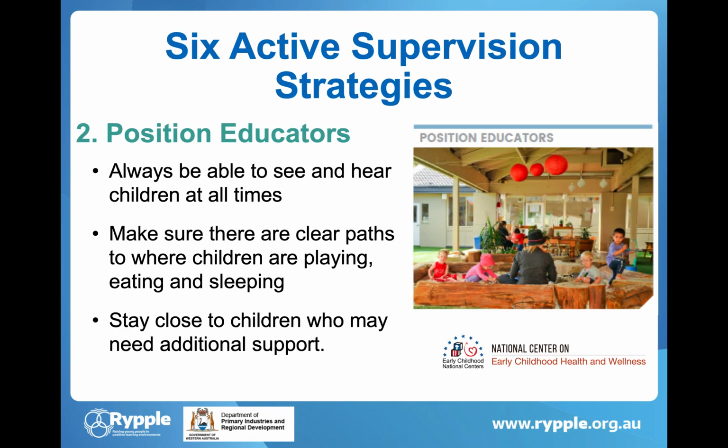Number 2, positioning educators so that you can see and hear children at all times. So is there agreement in your centre about where the best places are for adults to be actively supervising all students at all times? Making sure also that there are clear paths to where children are playing, eating and sleeping, so if needed, educators can get to children in a very short amount of time if there are problems. And the other thing about positioning educators is using proximity. Staying close to children who may need extra support, or using proximity in areas where you can see or anticipate a problem occurring and get in there quickly to intervene.